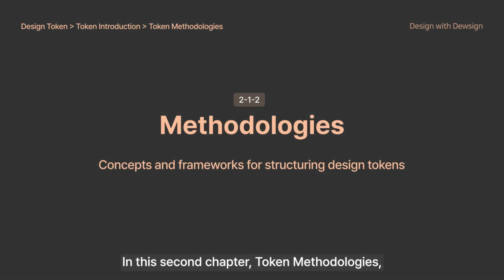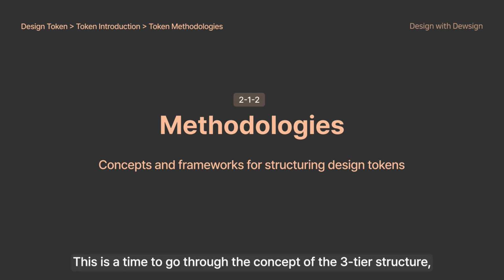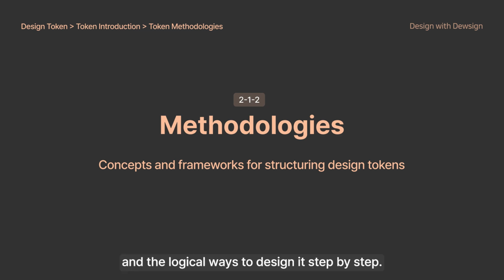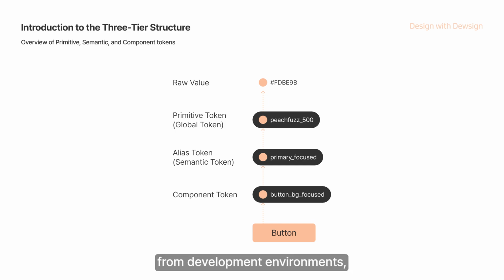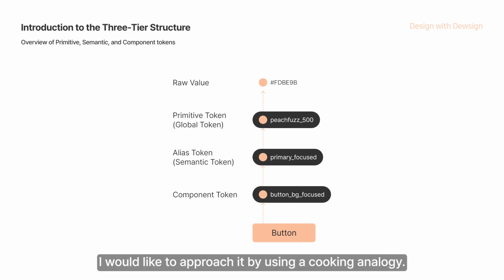In this second chapter, Token Methodologies, we will look into specific ways to define and structure design tokens. This is a time to go through the concept of the 3-tier structure, which is absolutely necessary for the efficient operation of a design system and the logical ways to design it step by step. Since design tokens originated from development environments, they might feel somewhat difficult for designers. To make this structure easier to understand, I would like to approach it by using a cooking analogy.